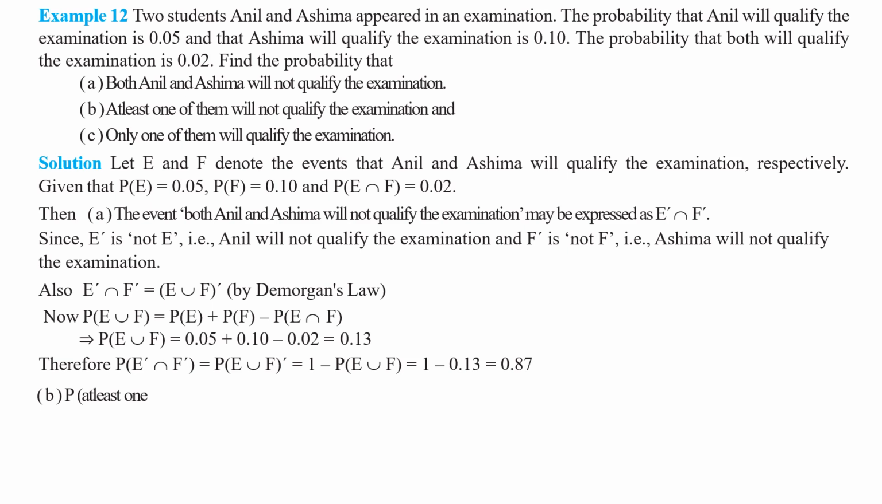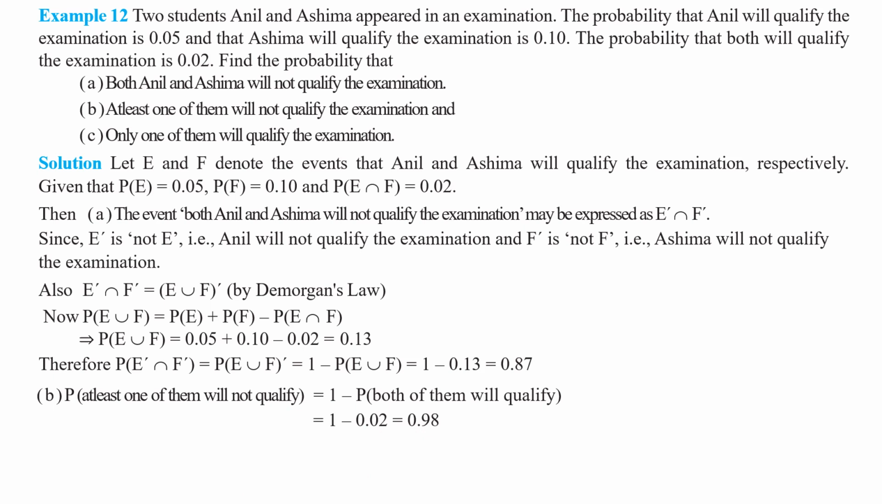Now come to the second part. At least one of them will not qualify the examination. This is the probable event. Means 1 minus P of both of them will qualify. Yes or no, my children? Right. Both events denote the same. P of at least one of them will not qualify means 1 minus P of both of them will qualify. Okay, my children? Right. That is equal to 1 minus 0.02. That is equal to 0.98. Understood this step, my children?